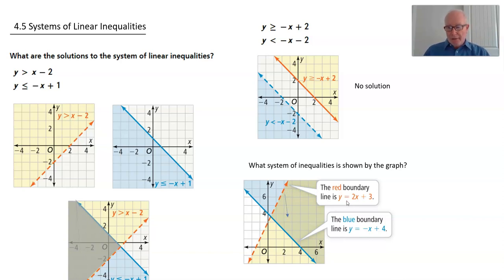Now for the red line, we can see it's shaded all below. So that's going to be less than, and that's a dotted line, so no equals to. For the blue line, we can see we're shading everything above. So that's going to be greater than, and that's a solid line, so greater than or equal to. So there's our system of inequalities: y is less than 2x plus 3, y is greater than or equal to negative x plus 4.